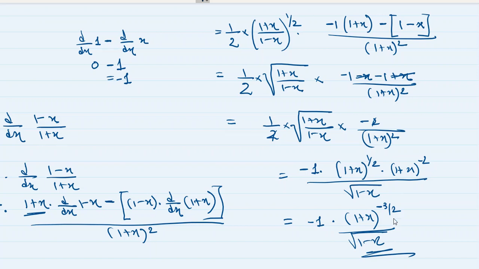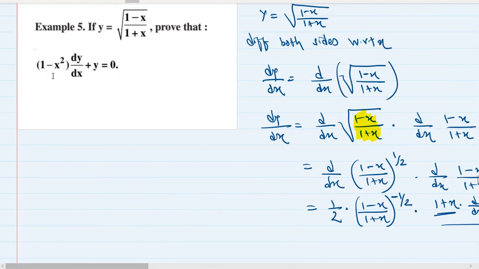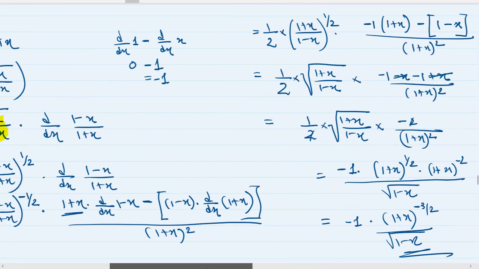But let me check the answer. Answer is not here yet. But because we have got the value of dy by dx, we have to substitute it in this particular equation. Okay, let's substitute it in the LHS. LHS is 1 minus x square into dy by dx. So what is the simplest form of dy by dx which we could write?